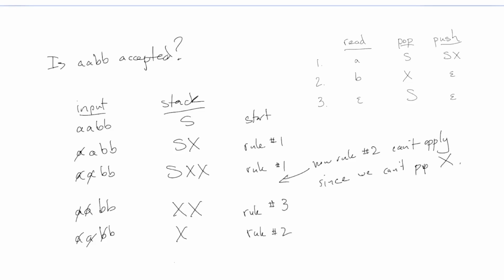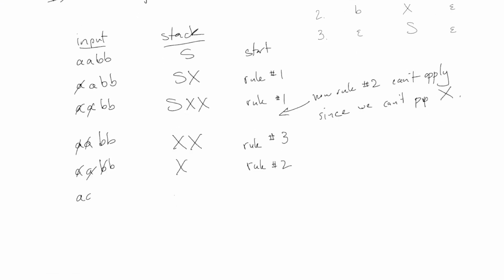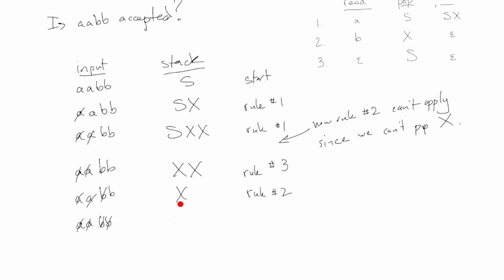Can we continue? I think, yes, we can. We can do rule number 2 again, right? Read B, pop X. So now it says A, B, B. Everything has been read, pop X. So we throw this X away and push epsilon here, right? Which means actually the stack is now empty. That was rule number 2 again.